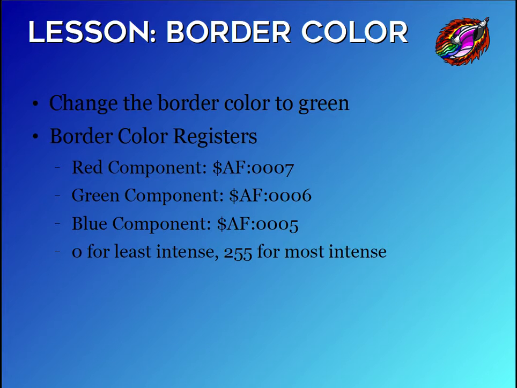In our case, we want to have the border color be green. So we're going to want to put 255 in the green component register and zeros in the red and the blue components. And of course, you can mix and match. If you wanted yellow, for instance, you could set values for red and green that are fairly high and leave blue fairly low or at 0.